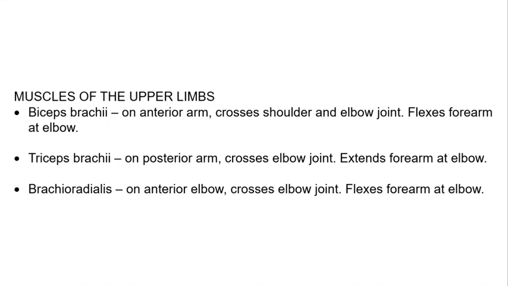For the muscles belonging to the upper limbs, we will examine the biceps brachii, the triceps brachii, and the brachioradialis muscles. The biceps brachii is located on the anterior arm. It crosses both the shoulder joint and the elbow joint on the anterior sides, and when it contracts, it primarily flexes the forearm at the elbow joint.